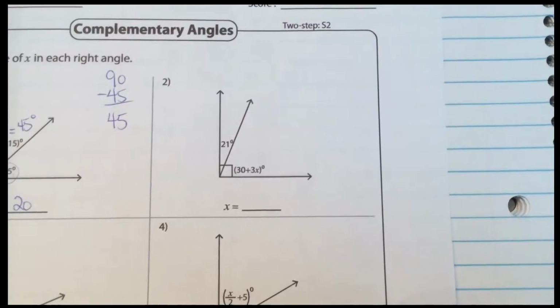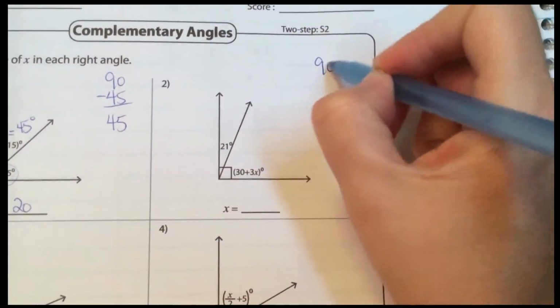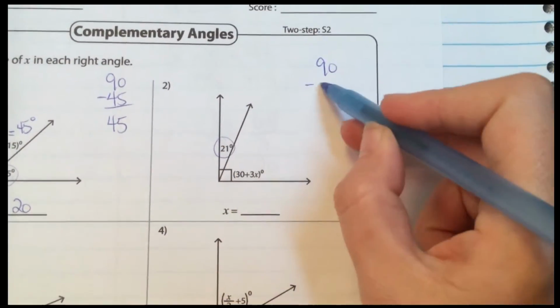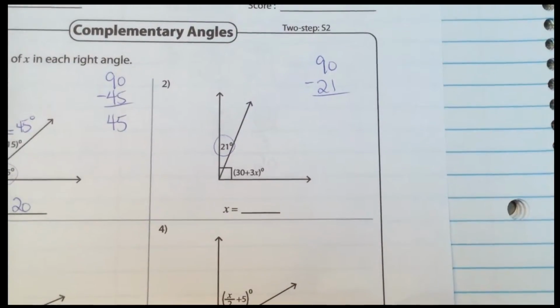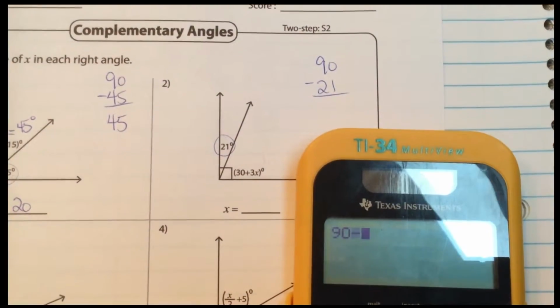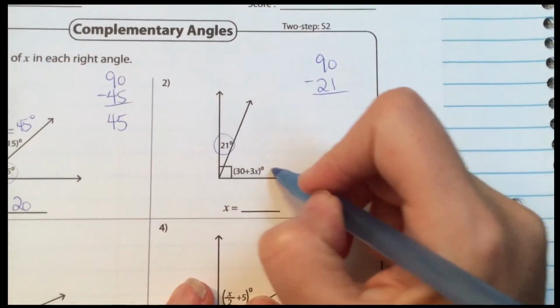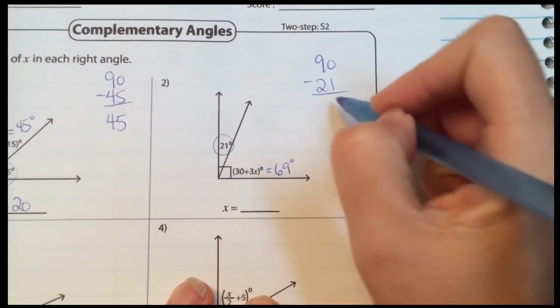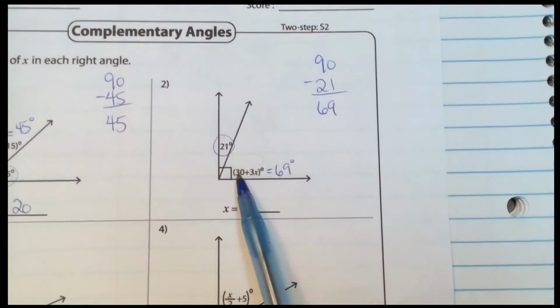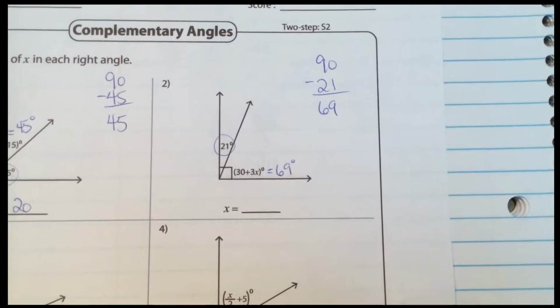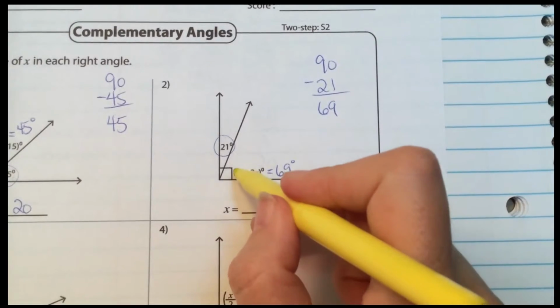So let's try another one. We're going to start with 90, and we're going to subtract away the one they tell us. So 90 minus 21 is 69. So this is 69 degrees. So here's my equation. I can just highlight it. It's kind of already written for me.